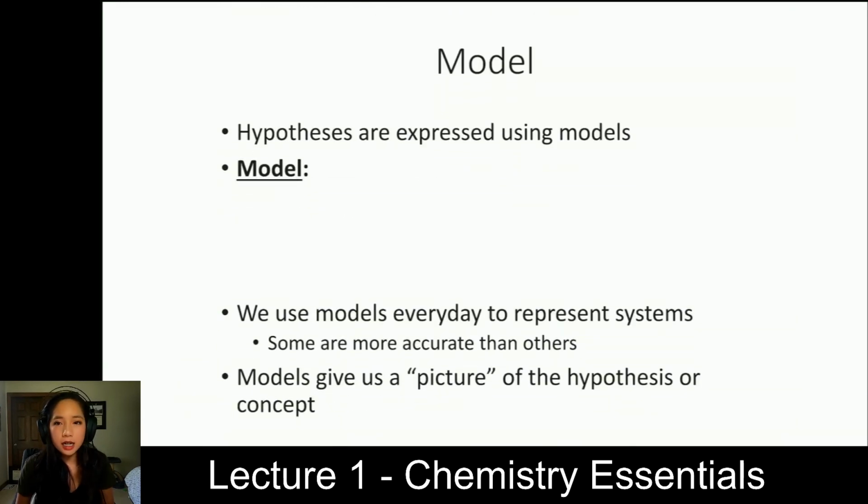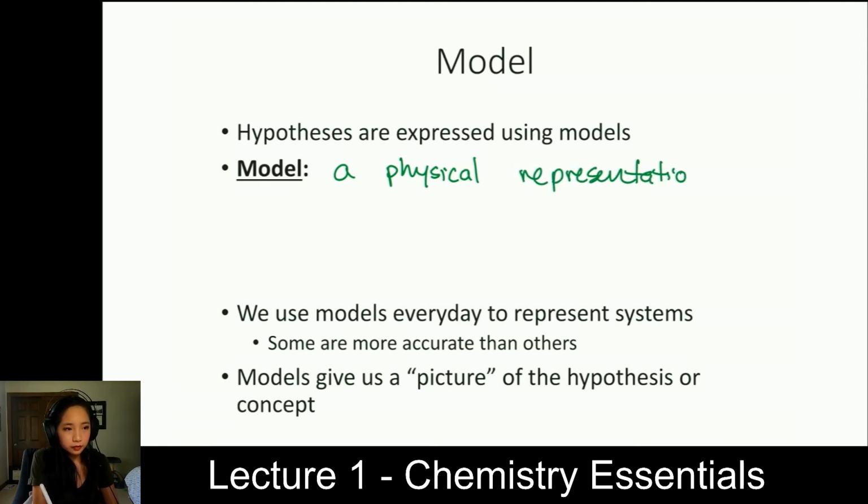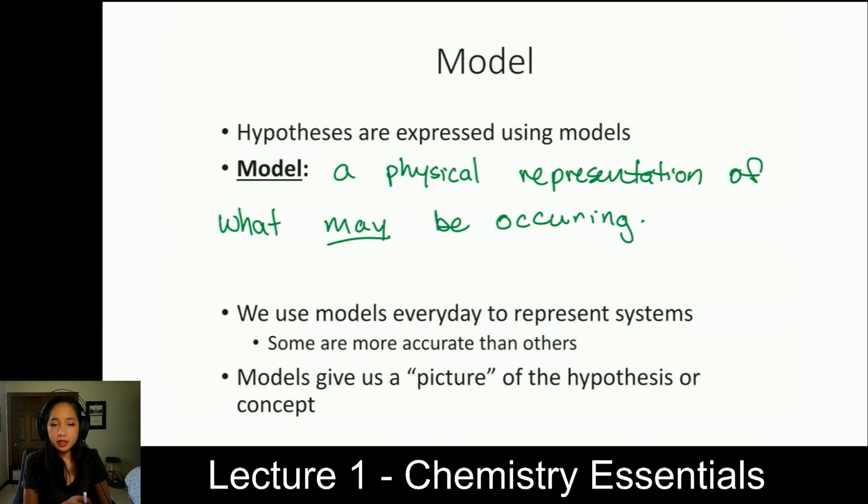So our next definition is model. So essentially, when we have hypotheses, we generate these hypotheses, statements to explain the observations around us. Once you have enough hypotheses, you can express them using a model. So a model is a physical representation of what may be occurring. So a model doesn't necessarily have to be correct, just like with our hypotheses.